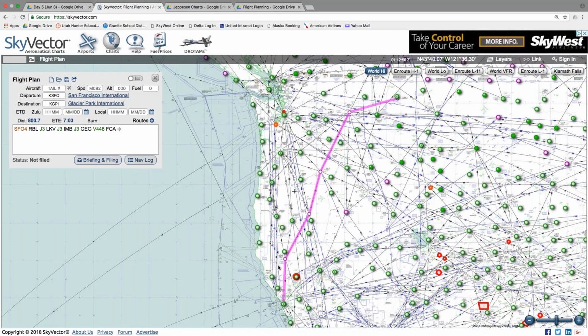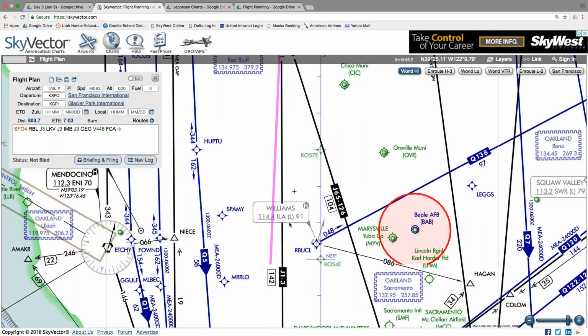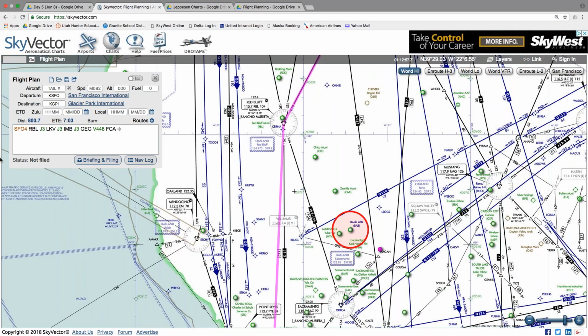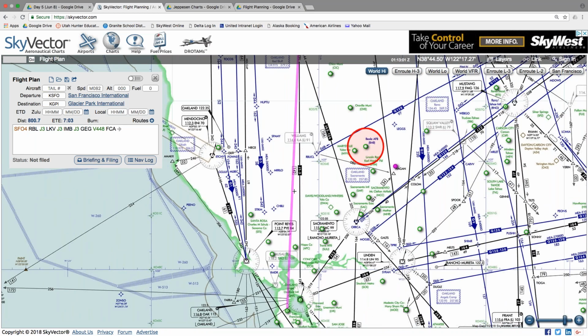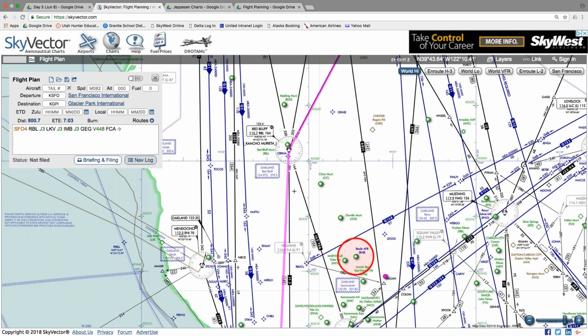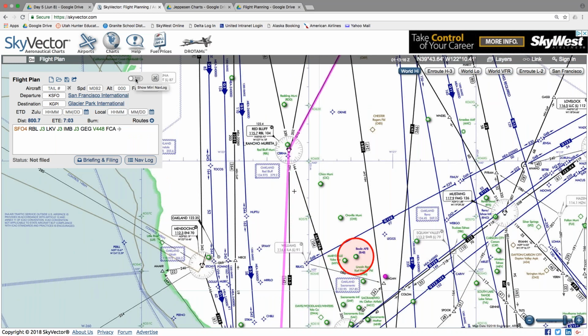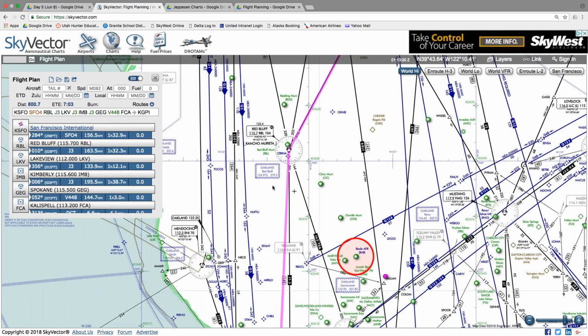Okay, Skyvector. Jump in here and pull your heading off of this. Gosh, I really don't like how they changed Skyvector to not give us a heading per leg. So here's a cheat. Yes, please, I struggle. You guys ready for this? Watch this. Click that button right there.